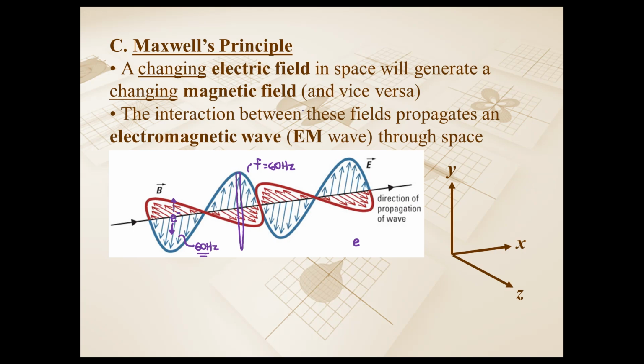Well, once again, we've already talked about that. When we looked at this picture, we identified that the electric field is oscillating in the Y direction. The magnetic field is oscillating in the Z direction, and the direction of wave propagation is in the X direction. All three of these axes are perpendicular to each other.